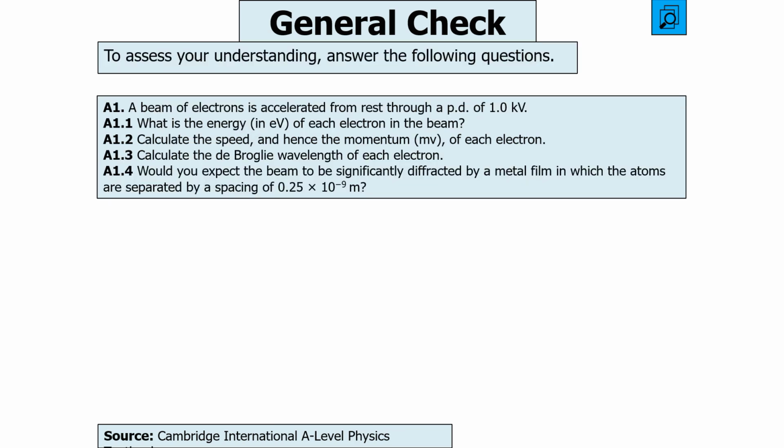Now the next question says, a beam of electrons is accelerated from rest through a PD of 1 kilovolt. What is the energy in eV of each electron in the beam? Calculate the speed and then the momentum of each electron. Calculate the de Broglie wavelength of each electron. And would you expect the beam to be significantly diffracted by a metal film in which the atoms are separated by a space of 0.25 times 10 to the minus 9 meters? So pause the video now, then unpause the video when you want to go through your answer.